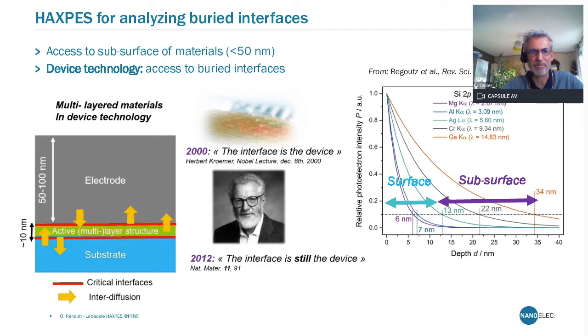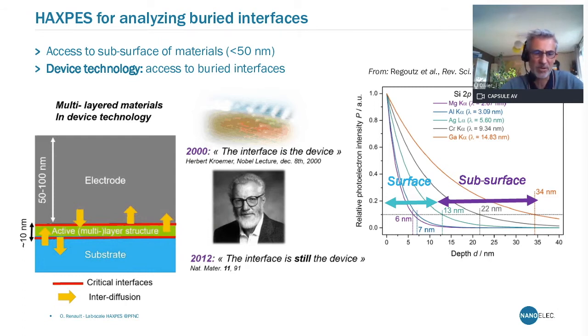So HAXPES is particularly useful for analyzing buried interfaces in device technology. Indeed, now the subsurface of materials is accessible through this technique. In device technology, you have so-called critical buried interfaces. Basically, in many devices, the operation of those devices is governed at the nanoscale by interfaces, which are critical because they are quite delicate. And of course, if you want to analyze those critical interfaces, you don't want to destroy them.